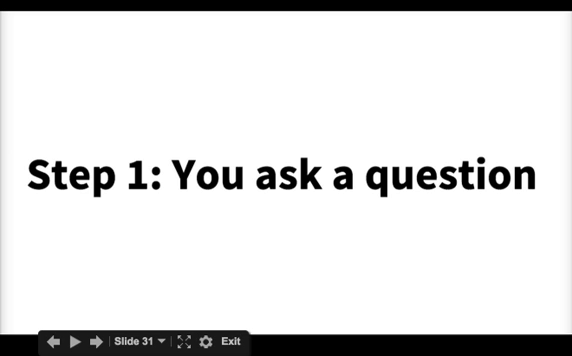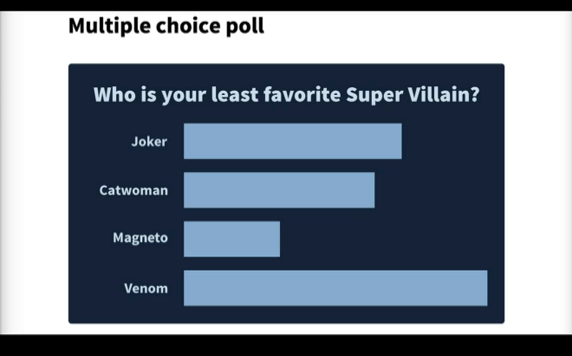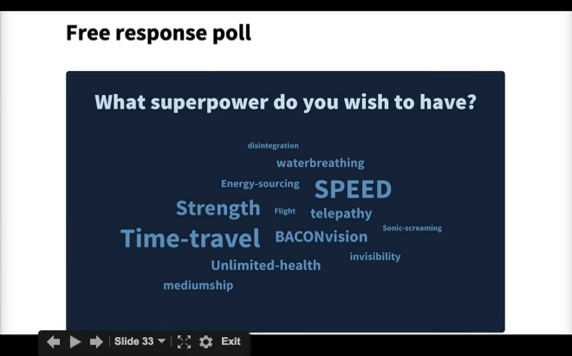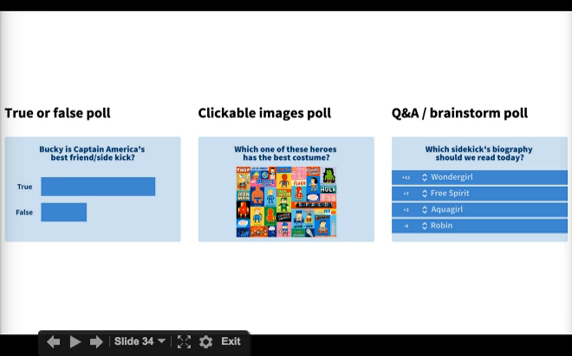So let's go on and look at some other visuals. Your first step is real simple: you just ask a question. You can do multiple choice. You can do free response. Here's an example of that word cloud I was talking about. With word clouds, the larger the word, the more people have answered that. So it's a nice visual way to see, wow, most of my people here are responding with the words speed, strength, and time travel. I know that because the more people, the larger the word.